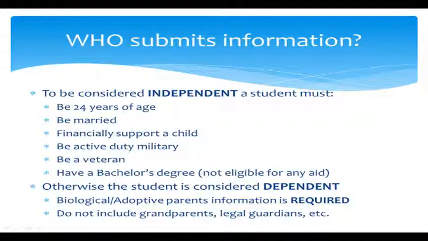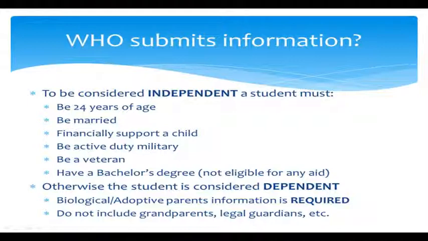So if you're a dependent student, you must include your biological or adoptive parents' information, okay? Even if you've been living on your own since you were 16, paying all your own bills, regardless of the relationship between the student and the parent. Sometimes there can be some kind of dicey situations, and if you have questions about that in your individual situation, you can always give us a call and we can talk to you about your situation. But in general, you must include your biological or adoptive parent's information.